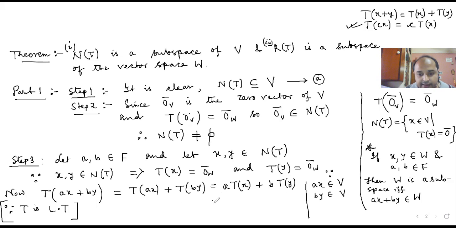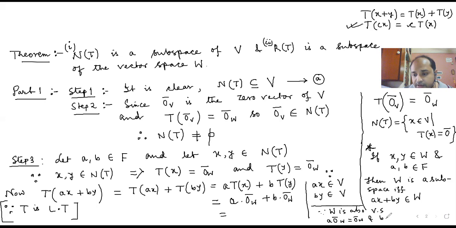And therefore, you see that according to our choice, this Tx is actually the zero vector of W. So I can write it as A into 0 bar W, and B is also being multiplied by the 0 vector of W. And since W is also a vector space, A into 0 bar W will be equal to 0 bar W, and B into 0 bar W is equal to 0 bar W. Okay, so I can write it as 0 bar W plus 0 bar W, and this is nothing but 0 bar W.